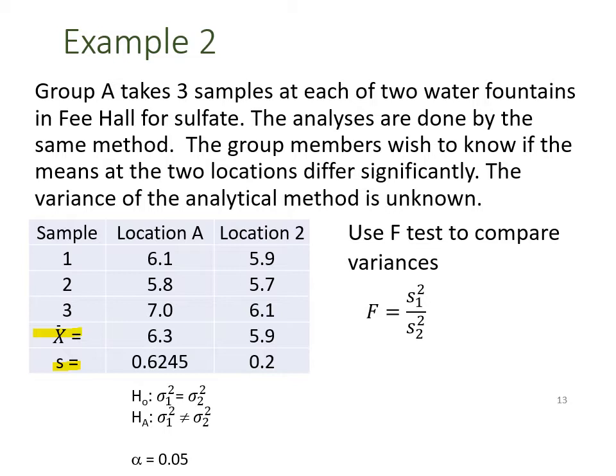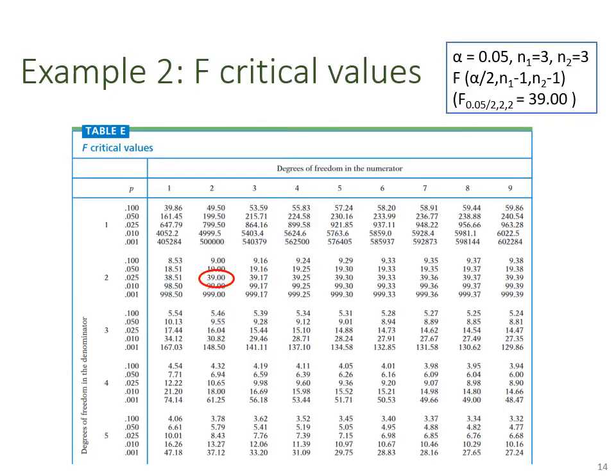The square of the standard deviation of the first set of data divided by the square of the standard deviation of the second set of data. And if we substitute in the values for the standard deviations, then we obtain an experimental F value of 9.75.